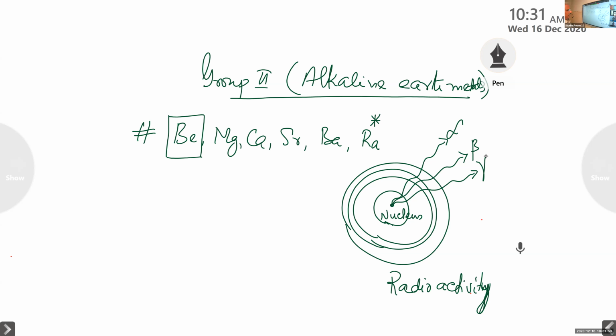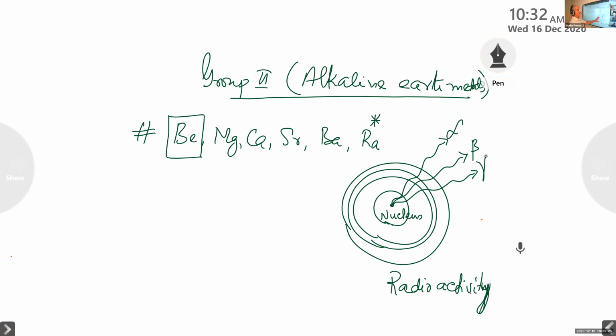There are three types of radiations: alpha, beta, and gamma rays. Alpha is the nuclei of helium atoms, beta is fast moving electrons, while gamma is electromagnetic radiation, simply energy radiation. Okay, there are three types.